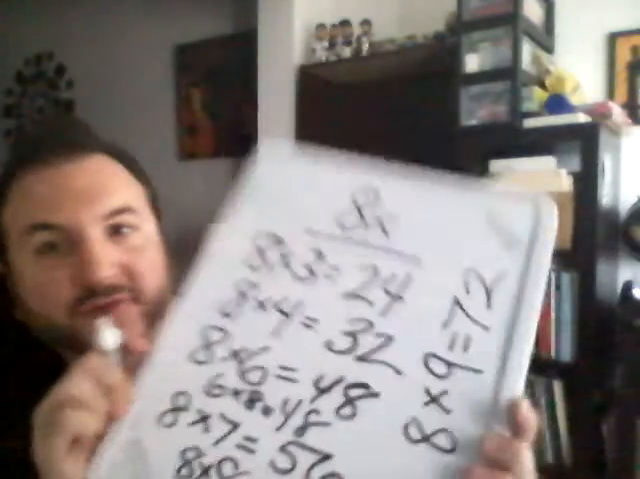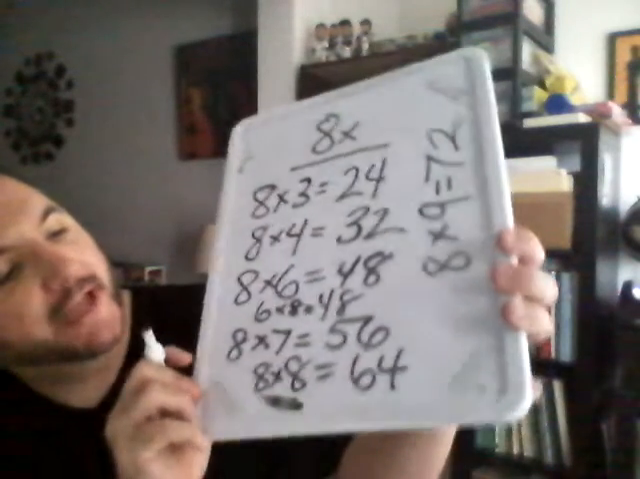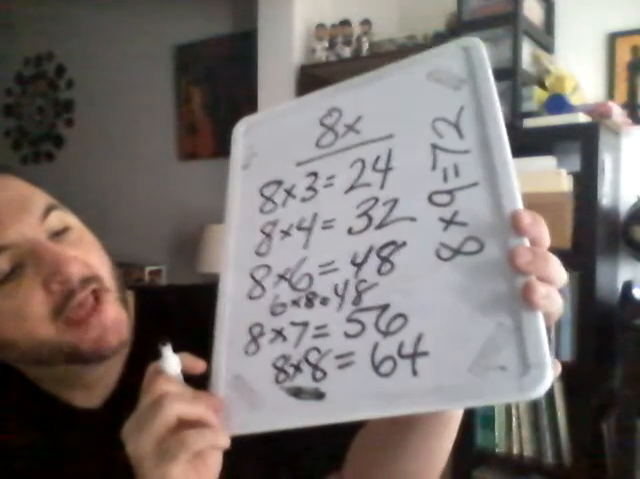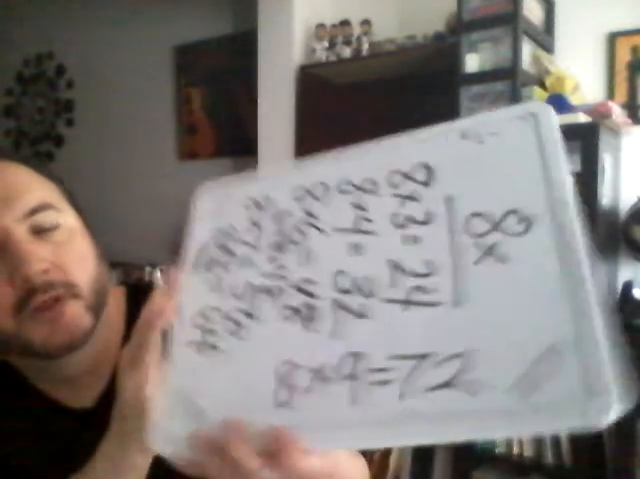So once again, 8 times 3 is 24. 8 times 4 is 32. 8 times 6 is 48. 8 times 7 is 56. 8 times 8 is 64. And 8 times 9 is 72. Okay? Now I'm going to write the whole thing out because I want to see if you notice something really cool about the 8s. I'm going to start with the 1, not the 0, because we all know about the 0. Okay?